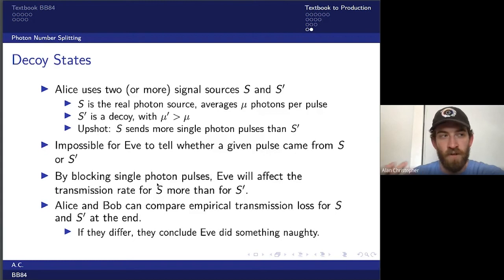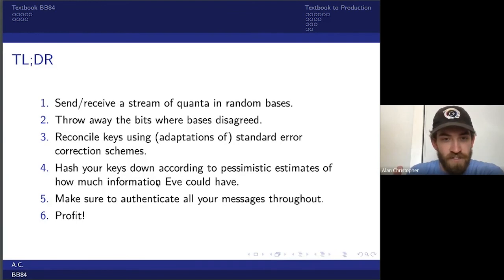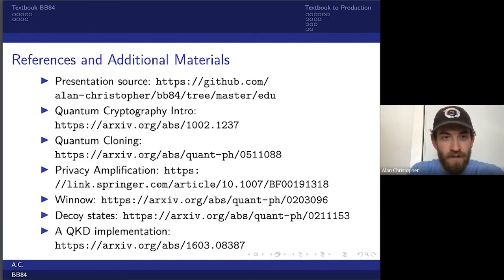We can do calculations which are spiritually similar to the parameter estimation we talked about for intercept resend. But I'm not going to go into them here because I am right up against time. In fact, I'm 1 minute over time. So not going to go into that here, but you sort of get the idea, at least hopefully. So here's a TLDR, which I will let you read on your own. Hopefully that makes sense now.